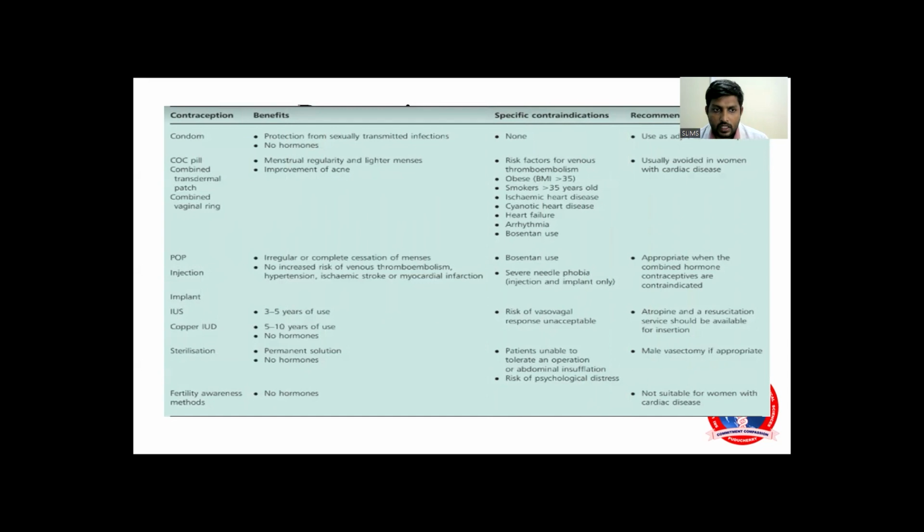And these are some of the contraceptive methods which we can use. So condom has no contraindication in heart disease patients, and pregnancy.